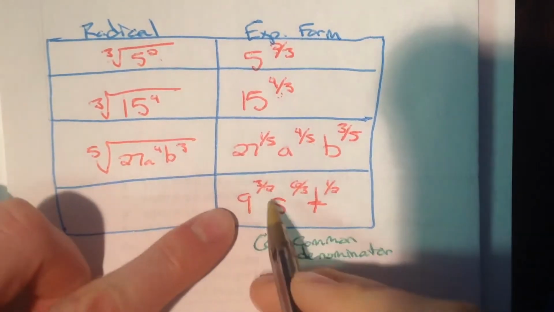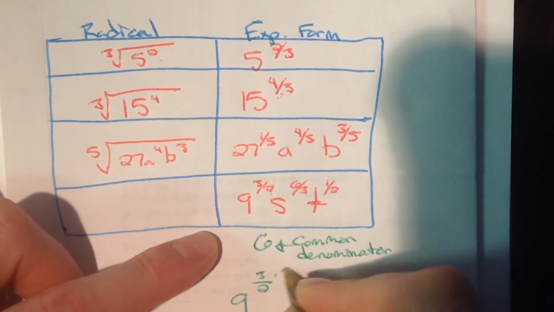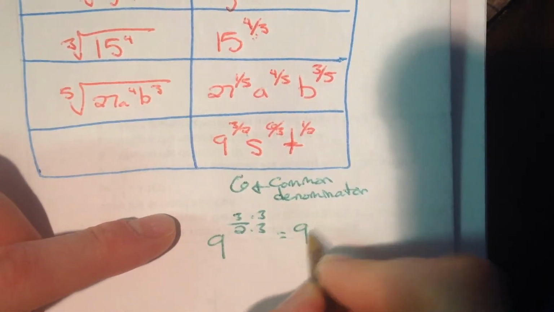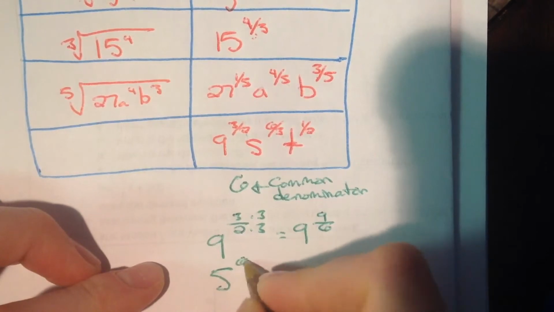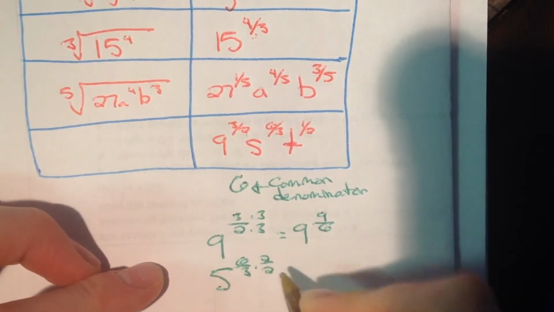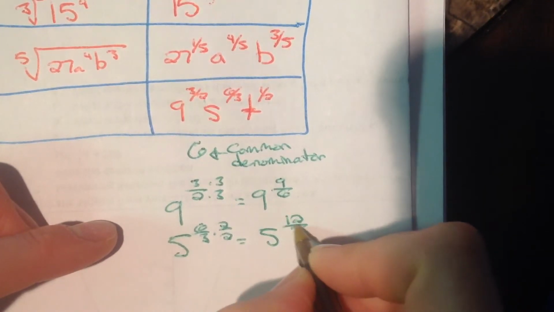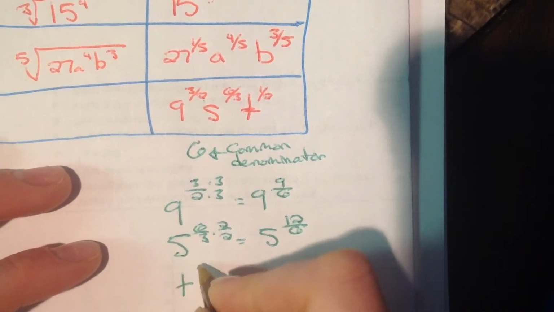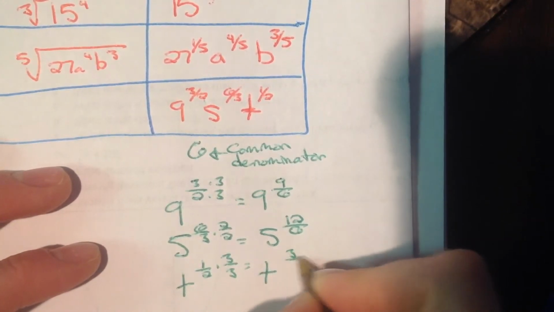To first make the 2 become a 6, we're going to take that fraction of 3/2 and multiply the top and the bottom by 3. So in other words, 9 to the 3/2 becomes the same thing as 9 to the 9/6, and it has that 6 in the denominator. S to the 6/3 gets multiplied by 2 over 2, so it becomes s to the 12/6. And t to the 1/2 gets multiplied by 3 over 3 and becomes t to the 3/6.